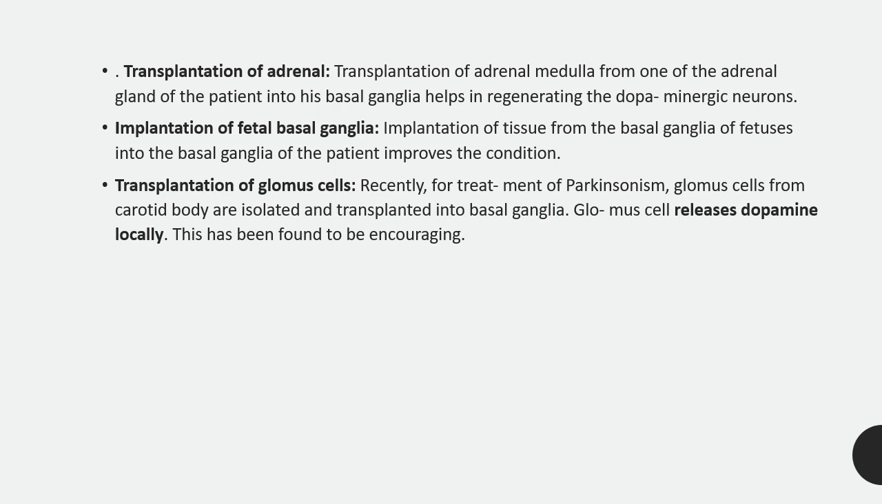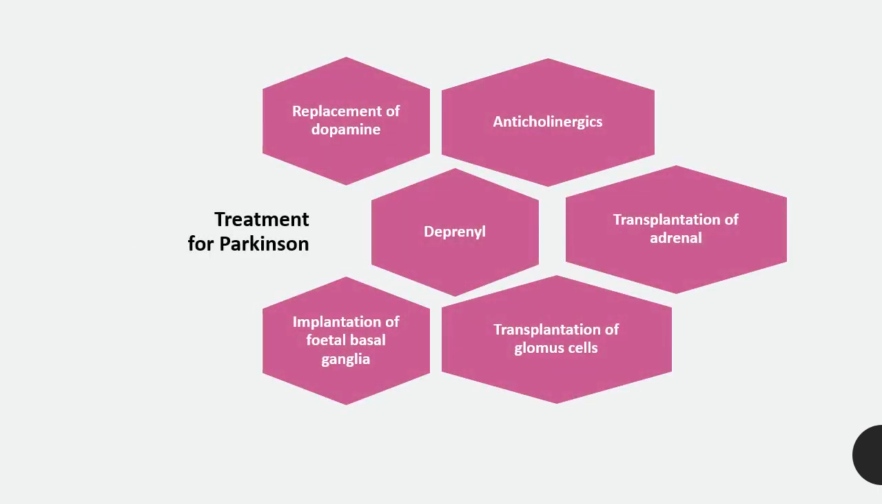Transplantation of glomus cells. Recently, for treatment of Parkinsonism, glomus cells from the carotid body are isolated and transplanted into the basal ganglia. Glomus cells release dopamine locally. This has been found to be encouraging. As a summary, treatment for Parkinson's involves replacement of dopamine, use of anticholinergics, deprenyl, transplantation of adrenal medulla, implantation of fetal basal ganglia and transplantation of glomus cells.